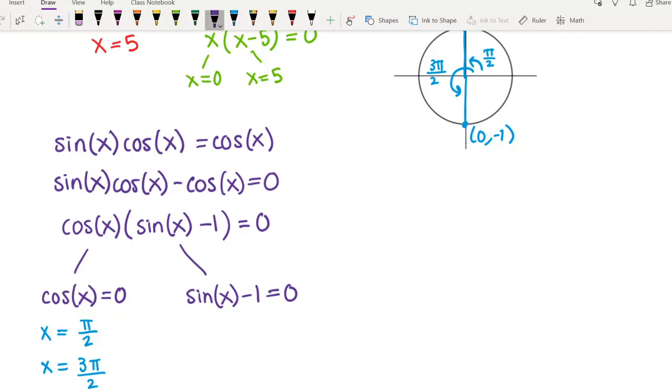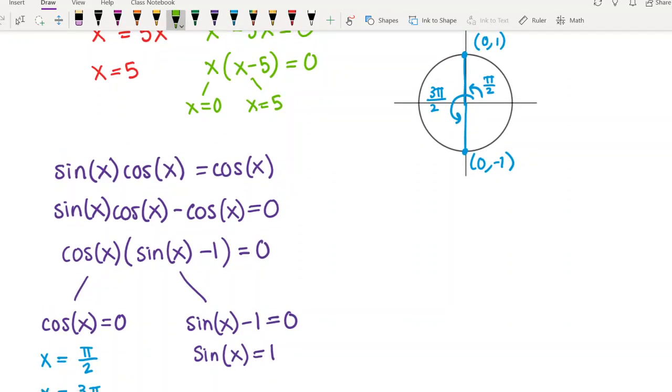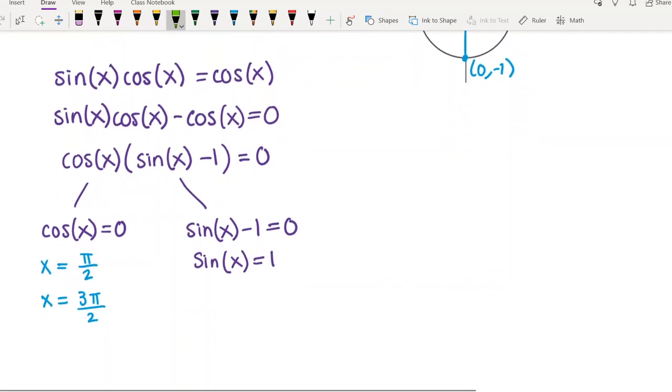So what about this other part? Well, if we solve this one, we get sine of x is equal to 1. So at what angle is that going to happen? Well, that's also going to happen at pi over 2. Right? If you go to an angle of pi over 2, that is the only place on the unit circle where the y coordinate is equal to 1. And so we also get this solution, x is equal to pi over 2 here.